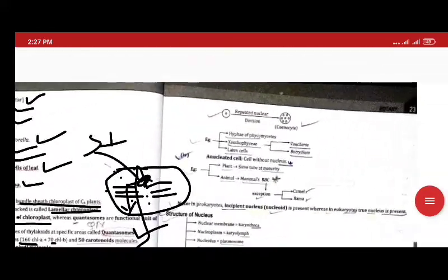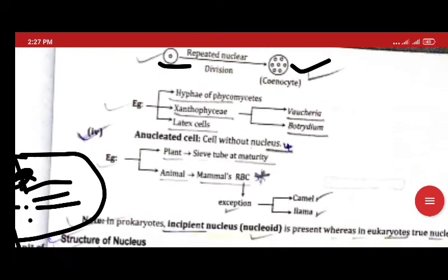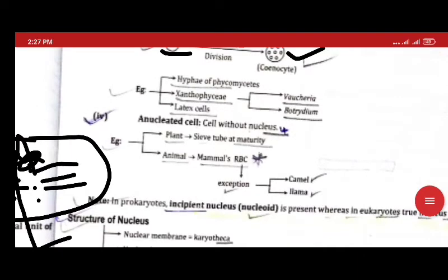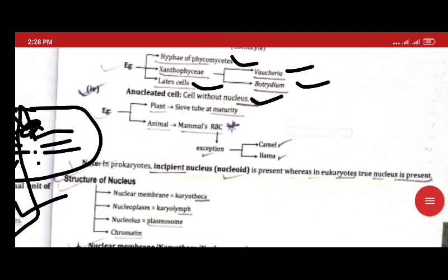Now the coenocyte: the nuclear division occurs within a cell, but no cytoplasmic division occurs. So within a cell only the nucleus divides, not the cytoplasm. Examples are the hyphae of Phycomycetes, latex cells, Xanthophyceae, Vaucheria, and Botrydium.